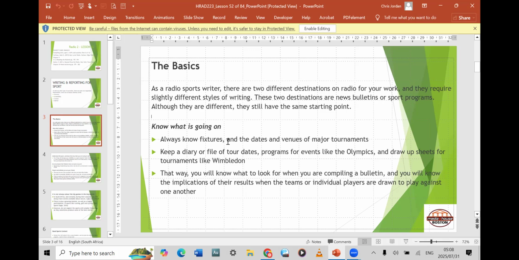The dates, the venues, major tournaments, etc. Keep a diary or a file of tour dates, programs for events like the Olympics, and draw sheets for tournaments like Wimbledon. Big, big following, big popularity, and definitely something that's put into people's calendars, whether you're a sports fanatic or not. People like the tradition of watching, for example, Wimbledon or a World Cup, or taking part in things like that, right? That way you'll know what to look for when you are compiling a bulletin, and you'll also know the implications of their results when the teams or individual players are drawn to play against one another.